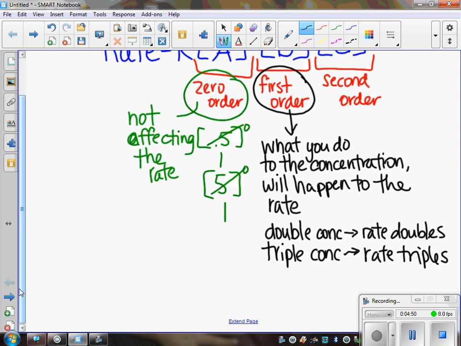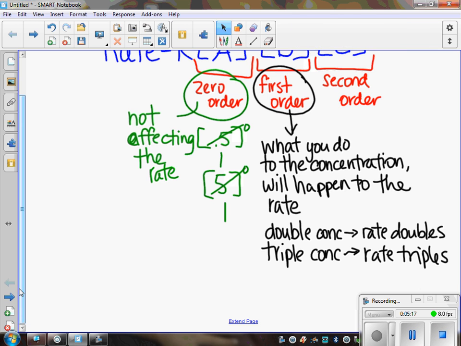And that's because the power is a 1. So any number raised to the first power is itself, right? And so if you double something, doubling raised to the first power is 2, tripling raised to the first power is 3, etc. So that effect is equal, essentially. If it's first order, whatever you do to the concentration also happens to the rate.